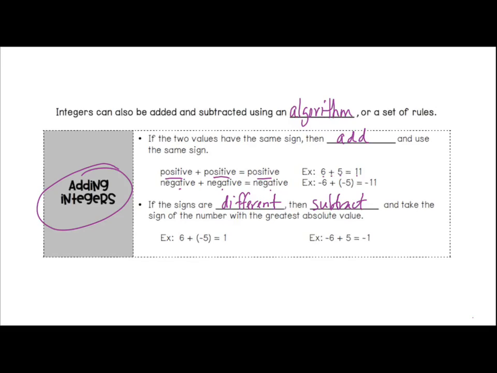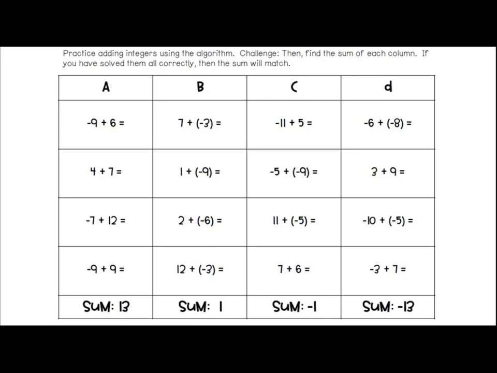Okay, so let's look at a couple of these together, and we are going to figure out how we can use these algorithms to help us. All right, so let's look at A first. Well, I've got a negative 9 and a positive 6. So the first thing that I want to do is look at it and decide which is going to have a greater absolute value. Well, negative 9 is going to have the greater absolute value. So I know that my answer is going to be negative. Since the signs are different, I know that I'm going to subtract them. 9 minus 6 is 3. So I get negative 3 as my answer.